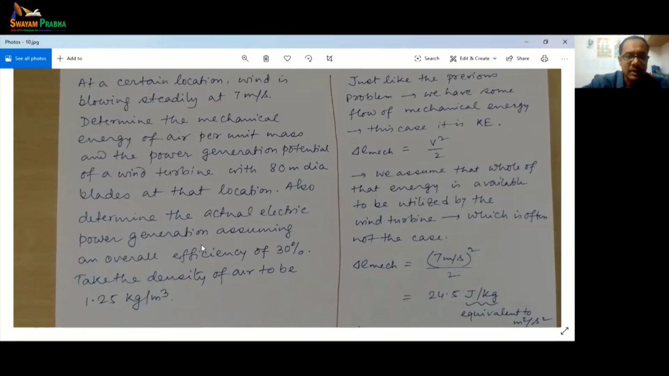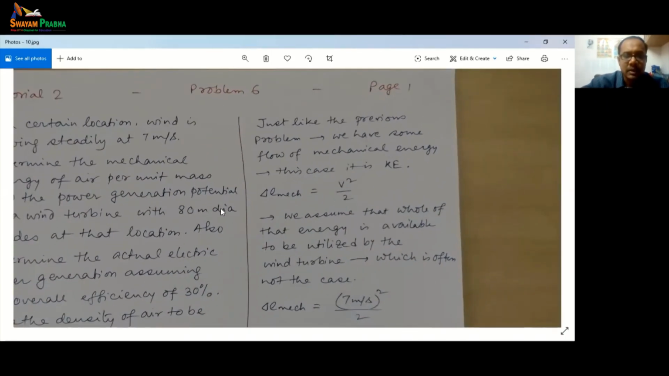Also determine the actual electric power generation assuming an overall efficiency of 30%. These windmills are less efficient compared to the turbine and all. You see that it's 30% only, and the efficiency of conversion is coming into play again. You are given that the density of air is 1.25 kg per meter cube. This is a simple problem again, but it talks about the energy conversion from the kinetic energy of wind to electrical output.